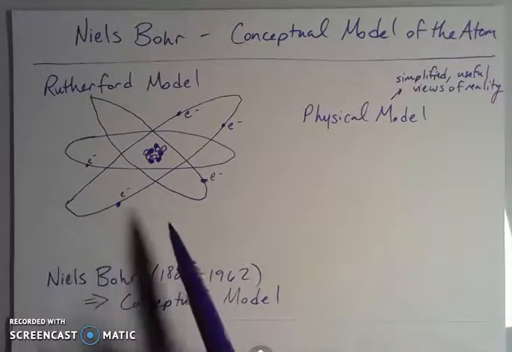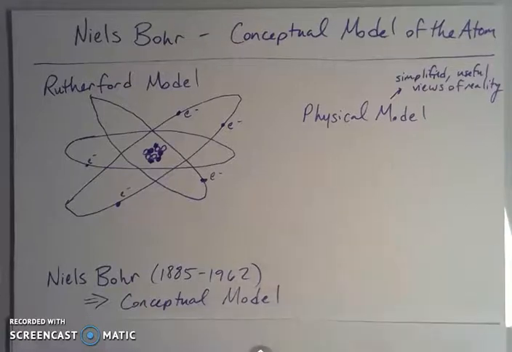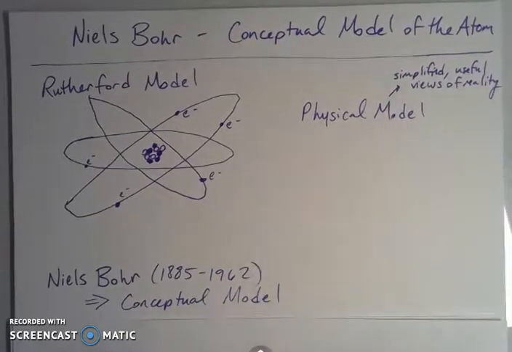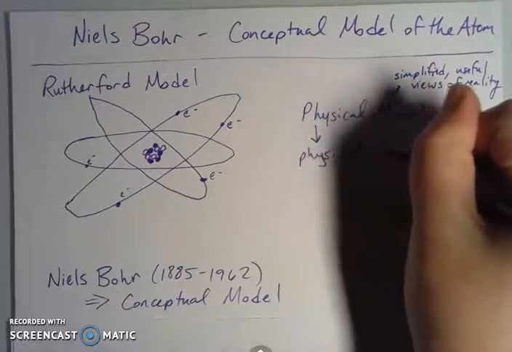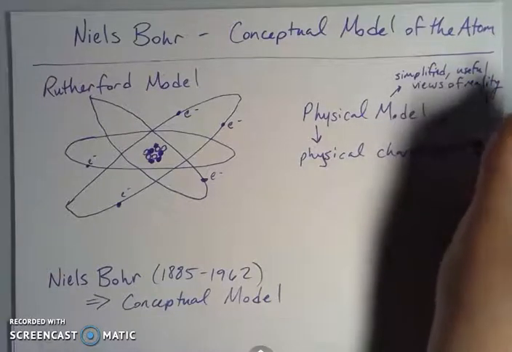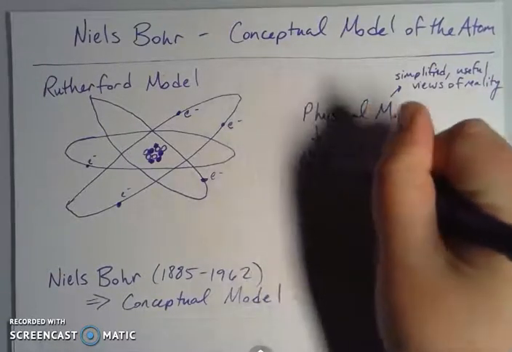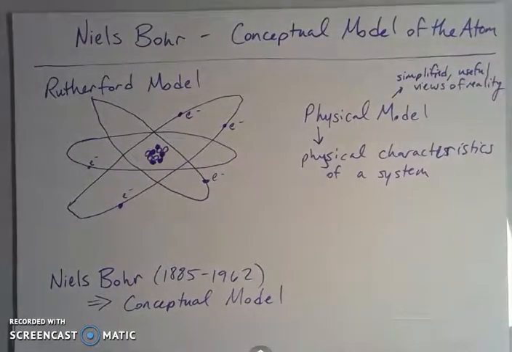So even though we know that this isn't what an atom looks like, it helps us to have something visual to ground our understandings in so that we can help to describe how things work and what they look like and how they interact with each other. So a physical model then is a model. It's a simplified, useful view of reality, but it's modeling something physical. So let's say physical characteristics of something. Characteristics. And let's just call it a system. So we're looking at physical characteristics of a system.